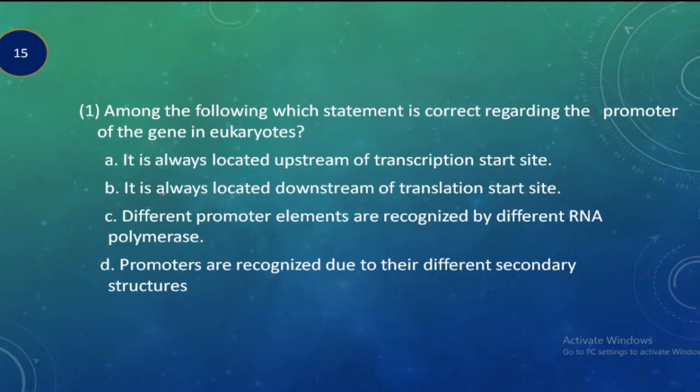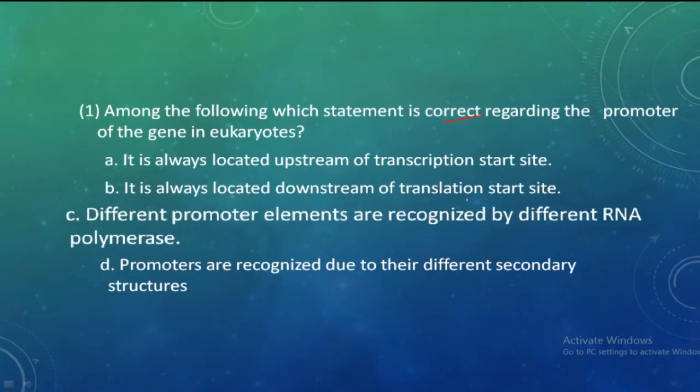A, it is always located upstream of the transcription start site. B, it is always located downstream of the translation start site. C, different promoter elements are recognized by different RNA polymerases. D, promoters are recognized due to their different secondary structures. Your time starts now. Think about which sentence is appropriate for a eukaryotic promoter.